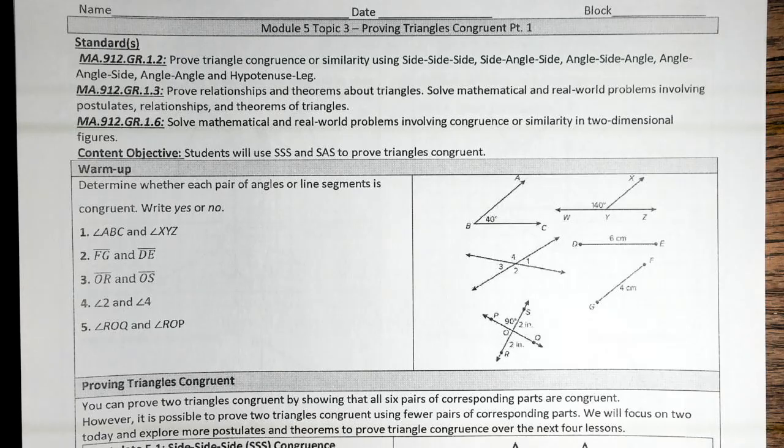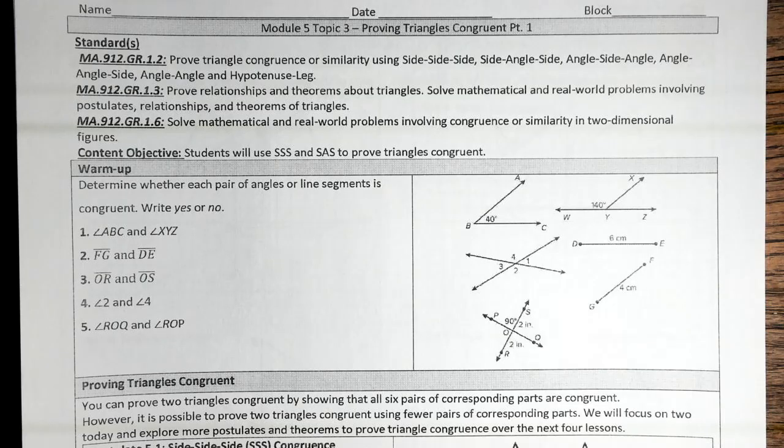congruence or similarity using side-side-side, side-angle-side, angle-side-angle, angle-angle-side, and hypotenuse-leg. GR 1.3, prove relationships and theorems about triangles. Solve mathematical and real-world problems involving postulates, relationships, and theorems of triangles. And GR 1.6, that's solve mathematical and real-world problems involving congruence or similarity in two-dimensional figures.